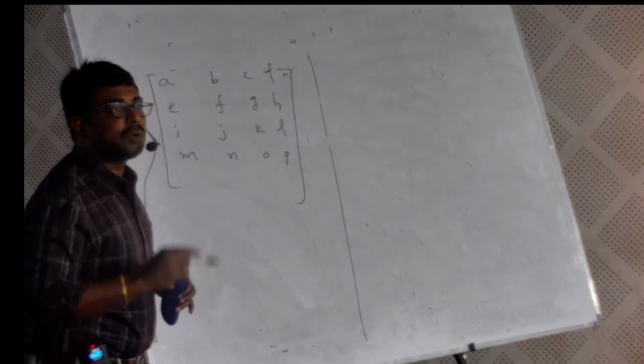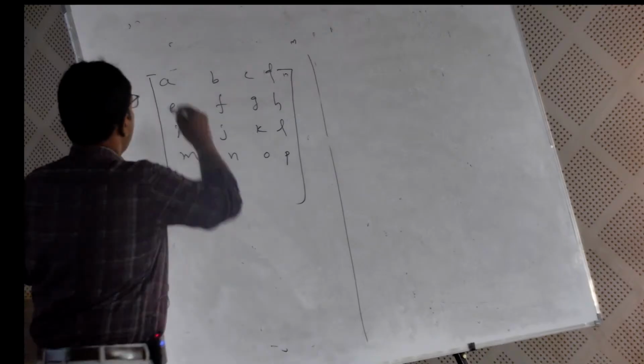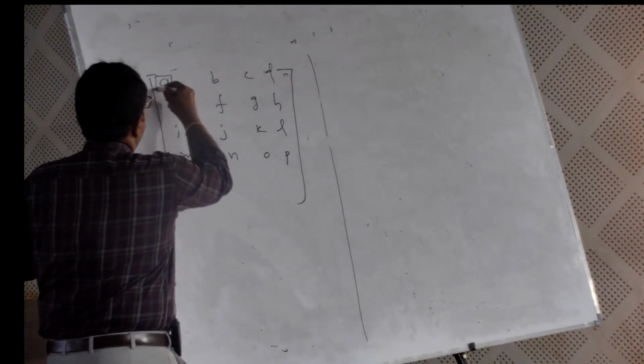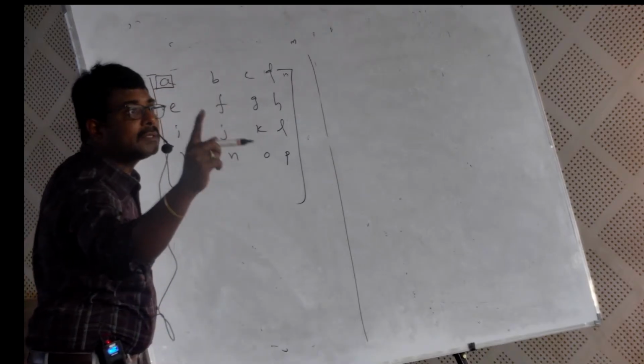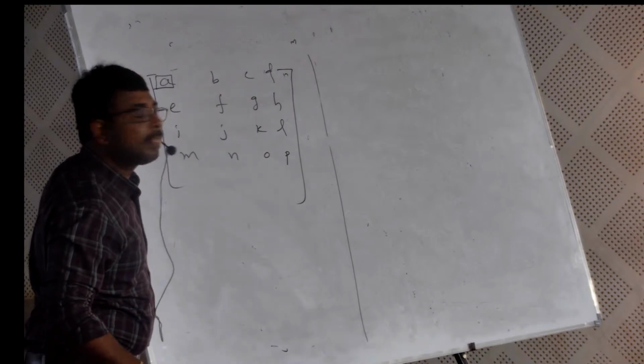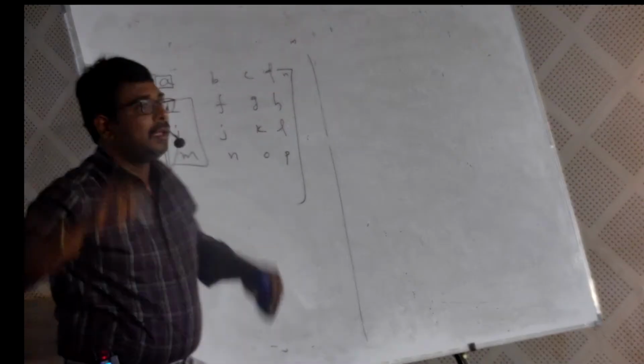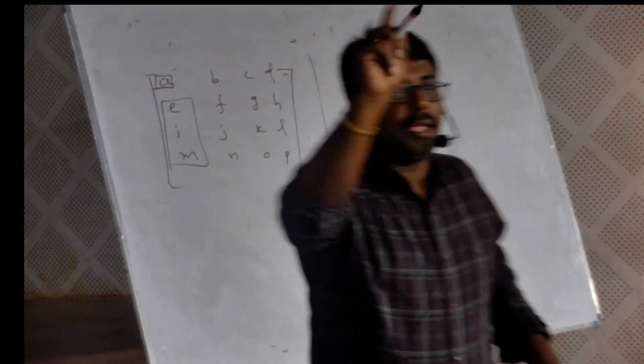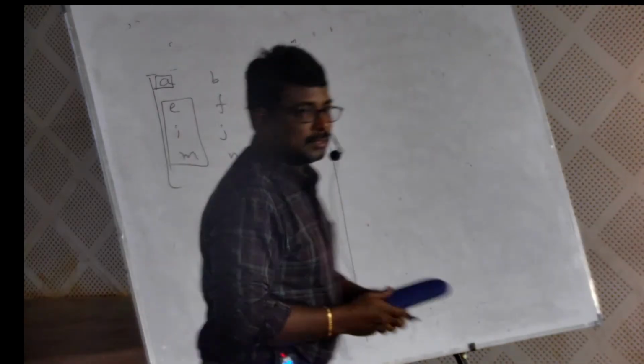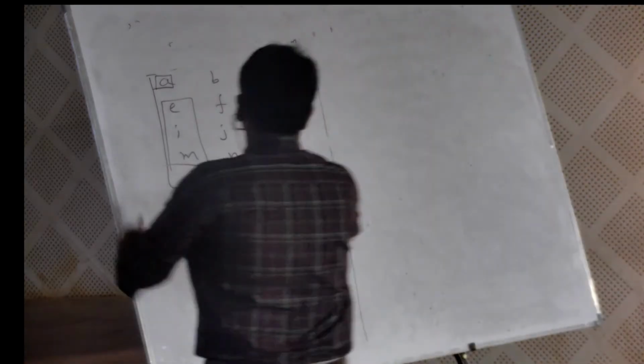First, what is the first element? A. Using A, what is the target? ఇప్పుడు ఏంటి target elements? What are the targeted elements? E, I, M. This is the first step. Using A, make E, I, M to 0. Do you agree my point? Okay. We use row operations or column operations? Okay, you have applied the row operations.